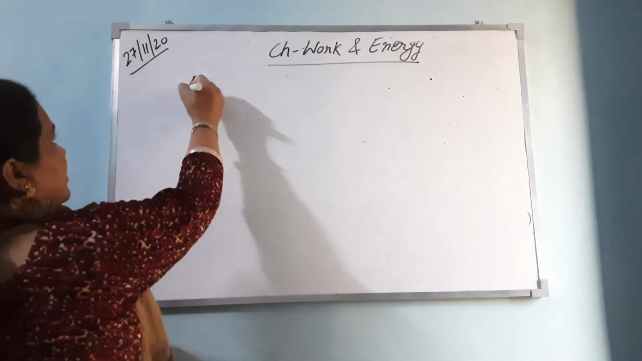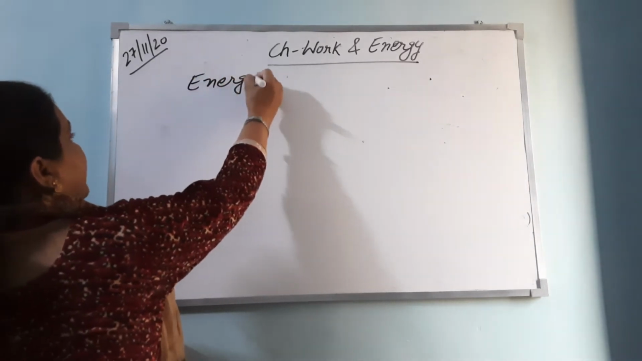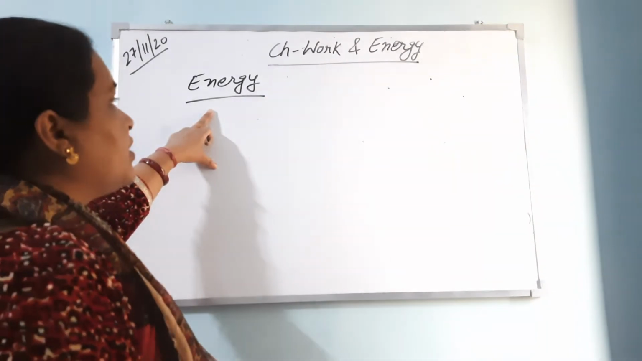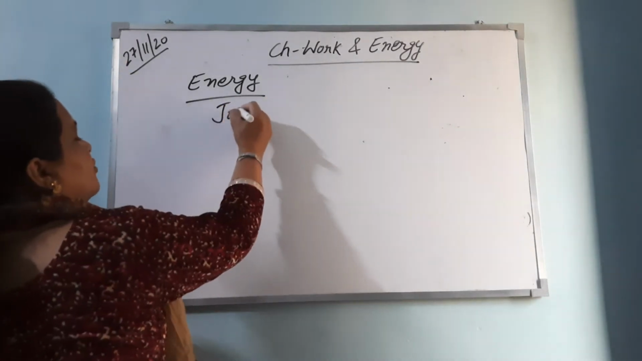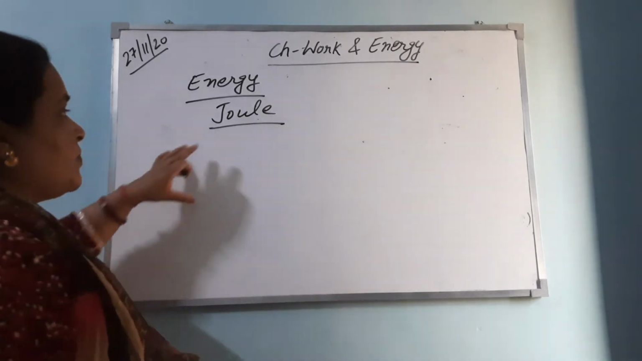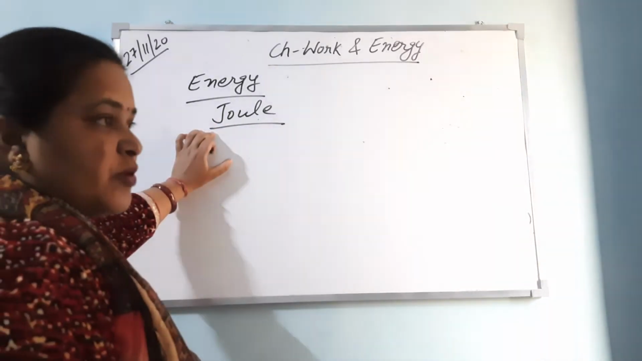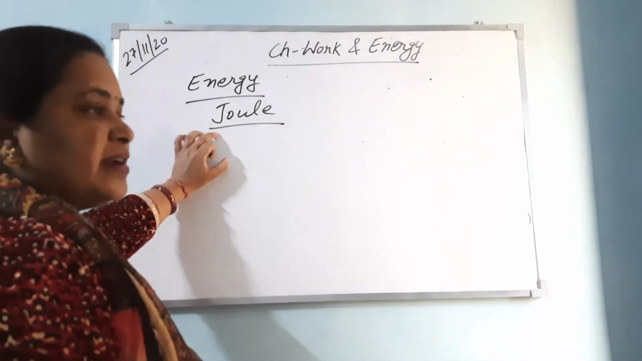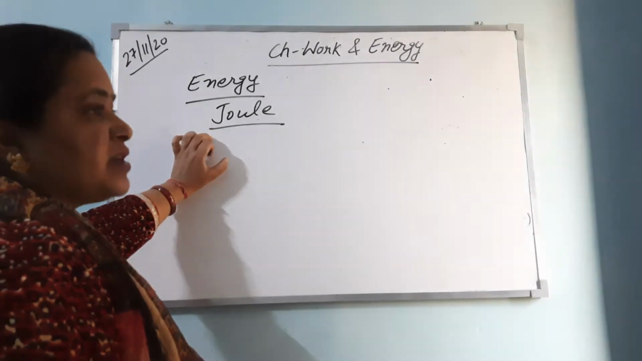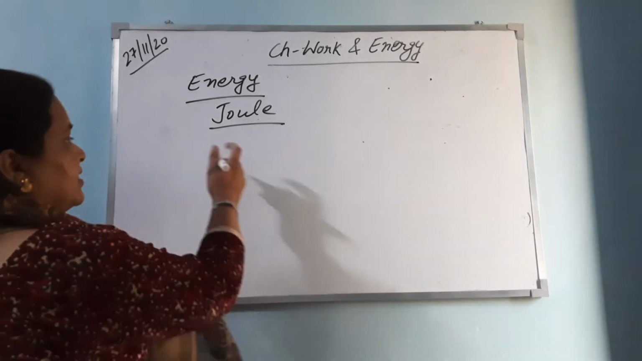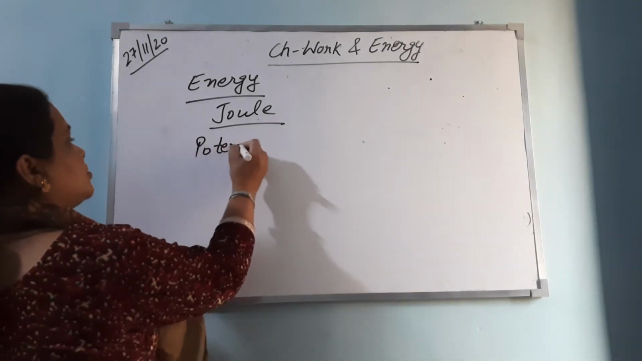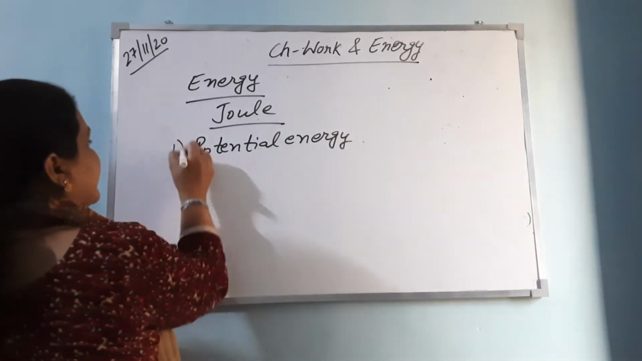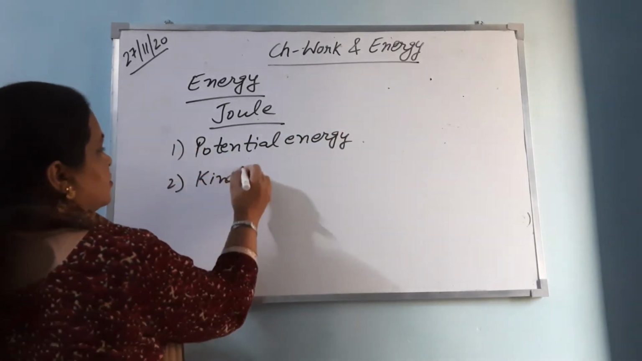Now the next concept is energy. Energy is the ability to do work, or the capacity to do work, is known as energy. Again the SI unit of energy is joule. After that we have done different types of energies depending on their source, like solar energy, the energy obtained from the Sun. In the 9th class syllabus we have two energies, potential energy and kinetic energy.